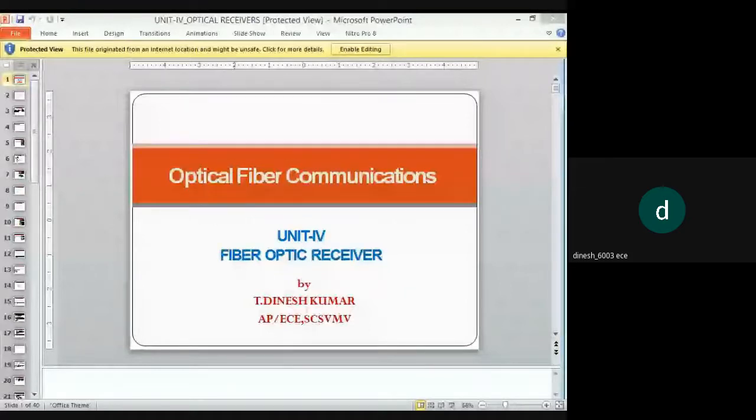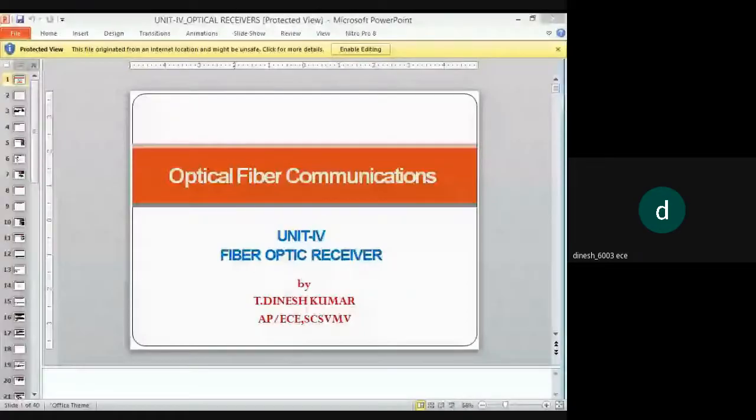the single mode fibers, light emitting diodes and laser diodes, their types, their characteristics, and how they are being generated, which we had seen in unit number 3. Different types and its characteristics, the derivative equations, and so on.